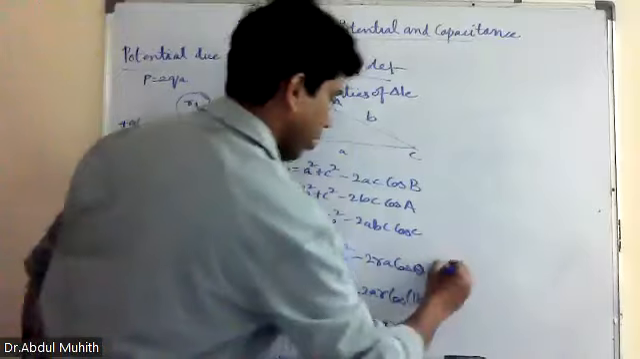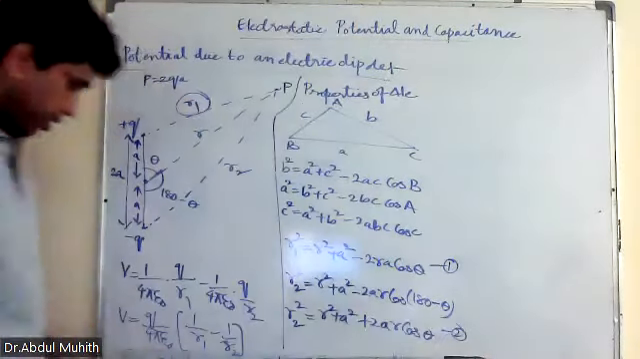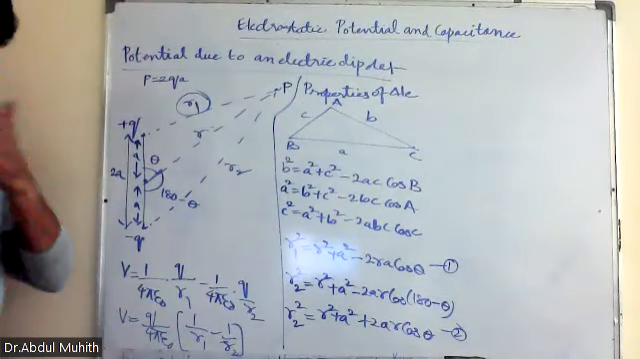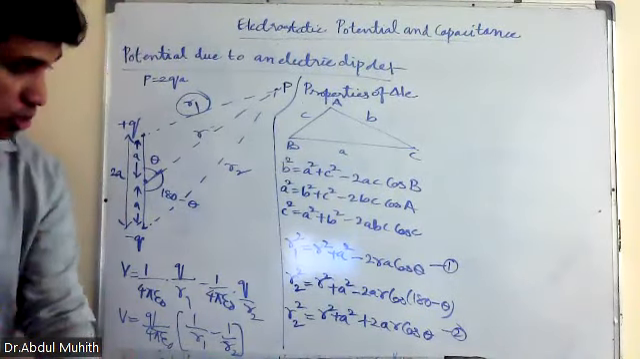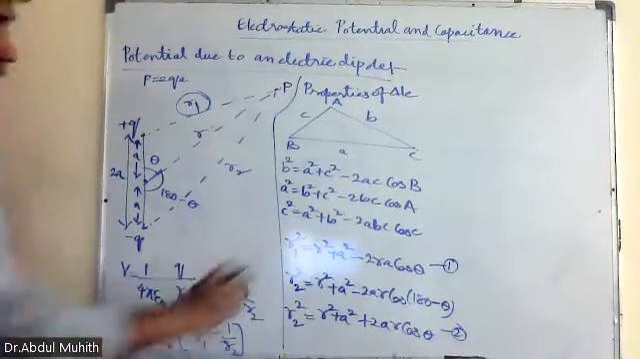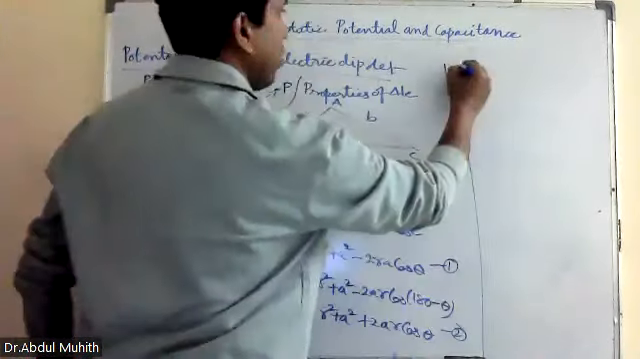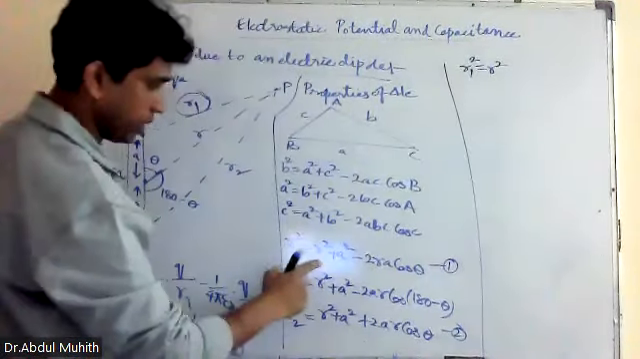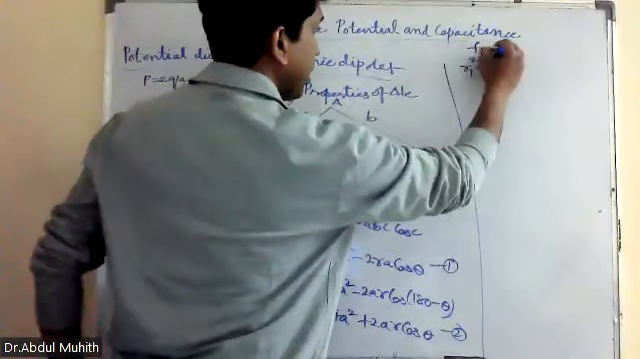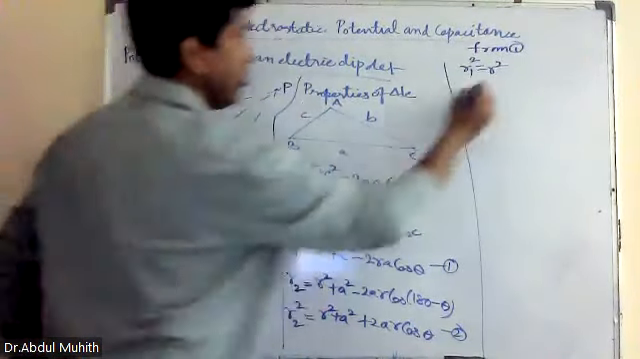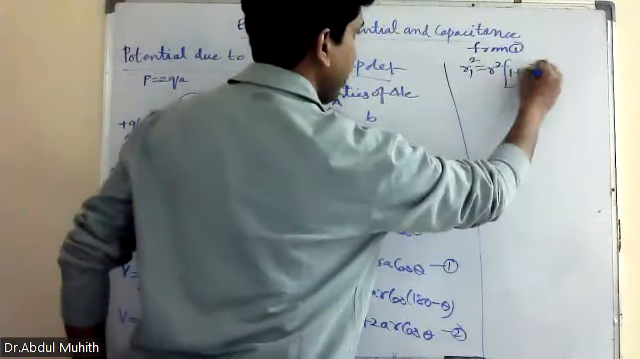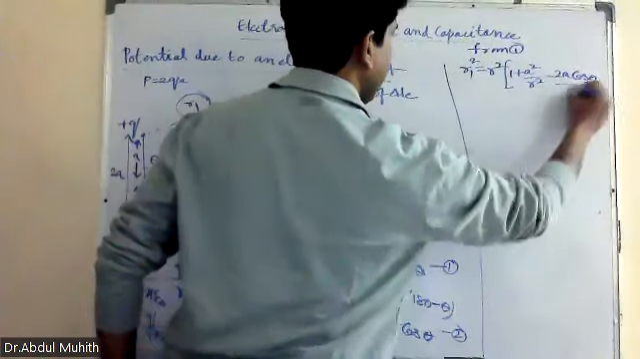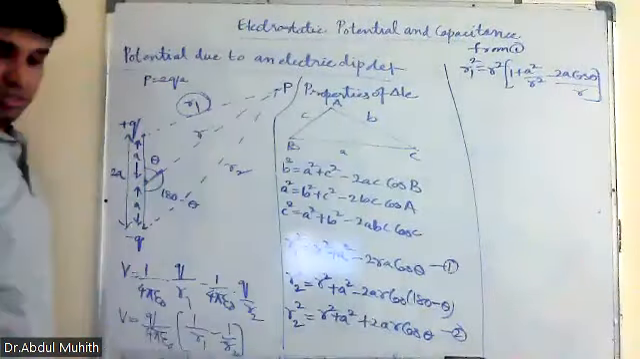Okay. Now, where exactly am I going? I want to find out R1, 1 by R1, and 1 by R2. I have only R square terms with me. Now what I am going to do is take R1. R1 square is equal to, I am taking R square common from the first equation. So it will become 1 plus A square by R square minus 2A cos theta divided by R. Understood now? Is it clear?